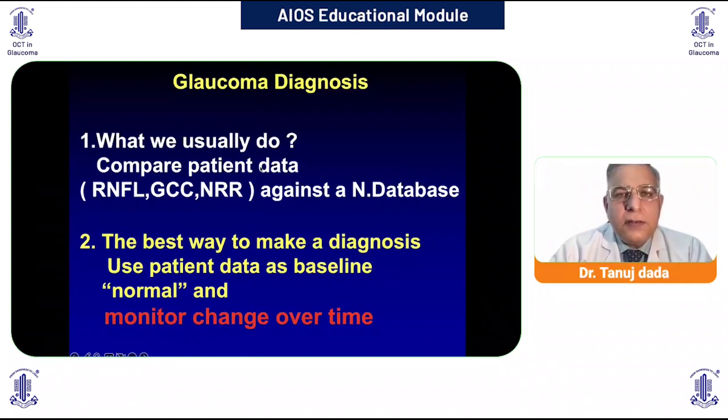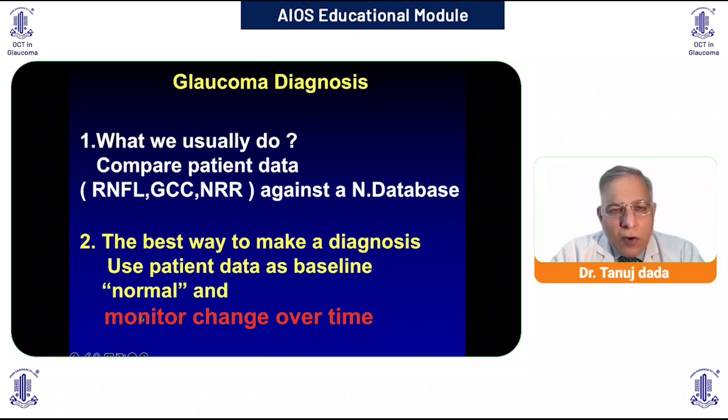So instead of just comparing the patient to the normative database, you capture the patient on the OCT. That is the normative database for the patient at a point of time, and you follow up the patient and monitor change over time. So if the OCT parameters are deteriorating as compared to baseline, then you make a diagnosis of glaucoma and you're sure now that this patient has got glaucoma. In the initial visit, you were not sure and you just label the patient as a suspect.